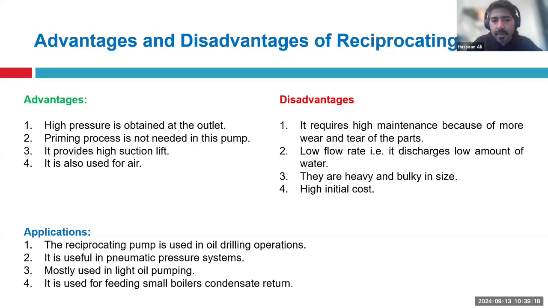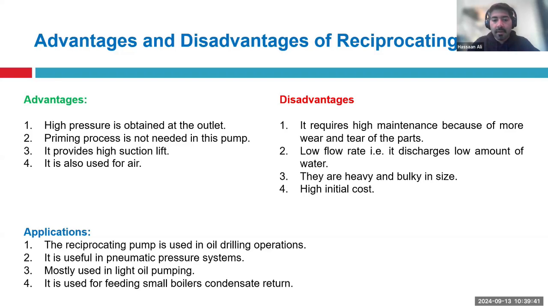Some of the disadvantages, which I alluded to earlier as well: very high maintenance. They are reliable, but compared to centrifugal pumps, they are not that reliable. Low flow rates. Essentially, this pump is built for high pressure, not flow rates. So with high pressure, you compromise on the flow rates.